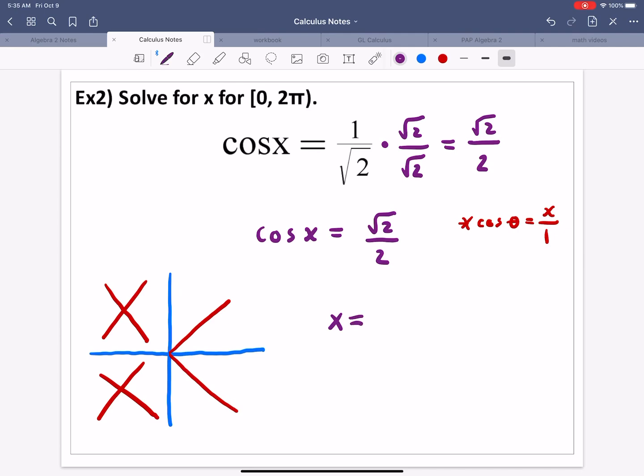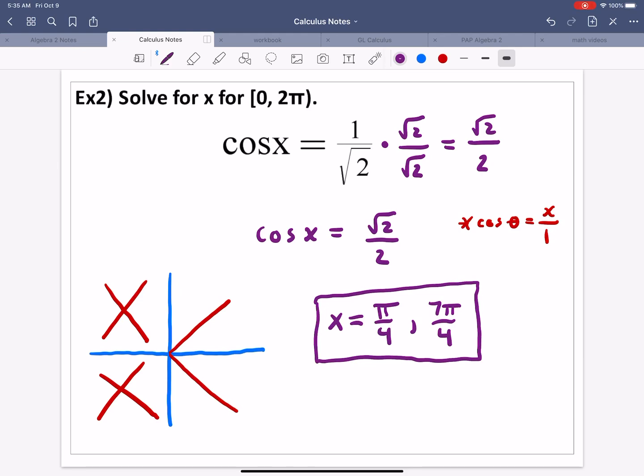So x equals, quadrant 1 is pi over 4. Quadrant 4 is 7 pi over 4. Final answer: the two places on the unit circle where the cosine of x equals root 2 over 2.